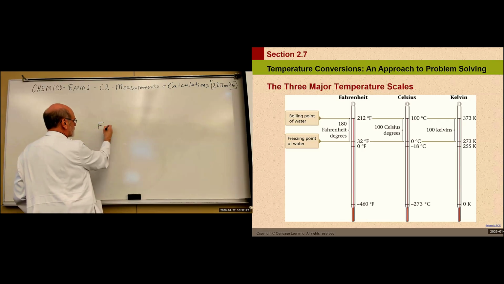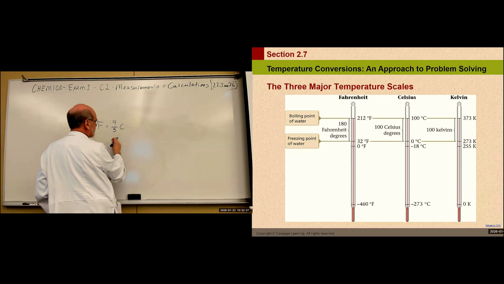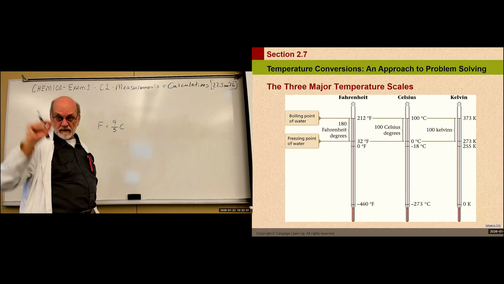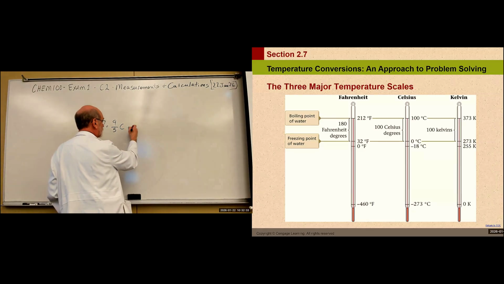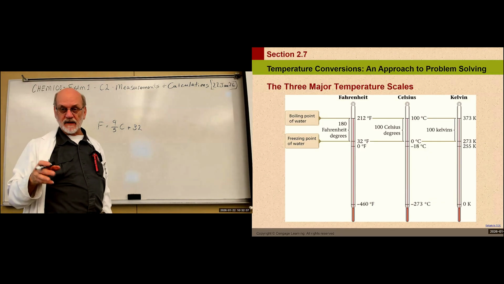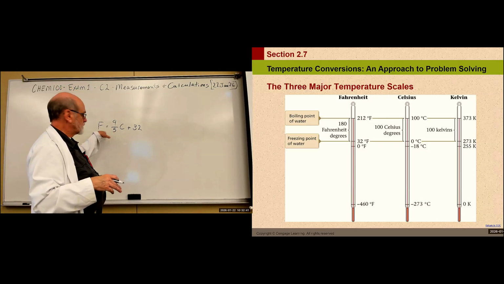Measurement of Fahrenheit temperature is equal to 9/5 of C, plus 32. This corrects for the size of the degree mark. And this corrects for the 0 point. So that's how you convert from Celsius to Fahrenheit.